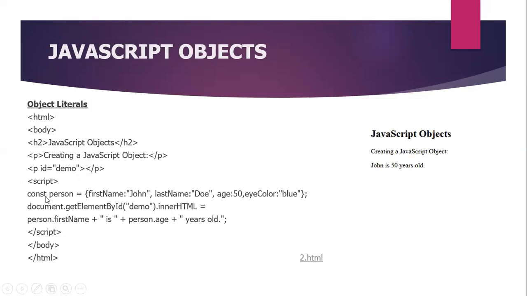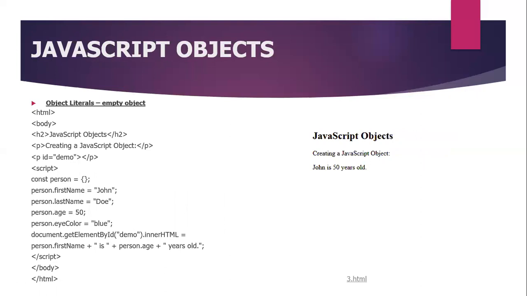So here I am assigning the value to the person object. Here I am creating the object using the const keyword. The possible ways for creating an object are let, var, and const keywords. The output will be person.firstName, which is John, is. Next I'm going to print "is" as a string value within quotes, and then person.age. Age is 50. So "John is 50 years old" will be the output.